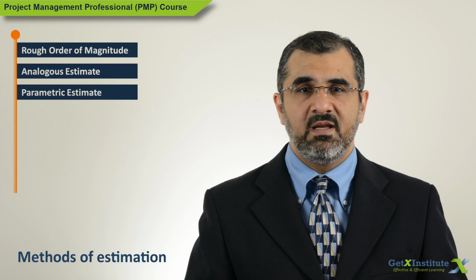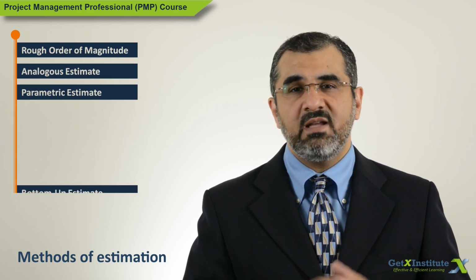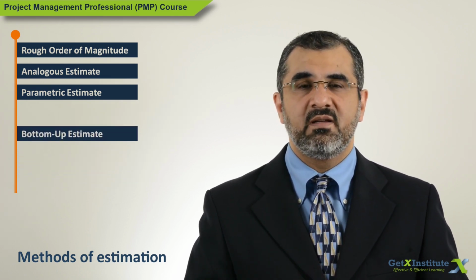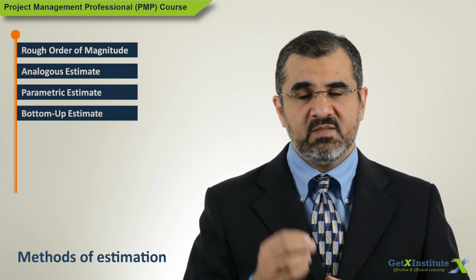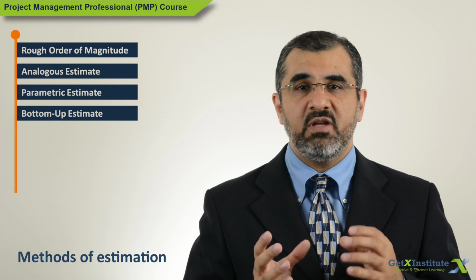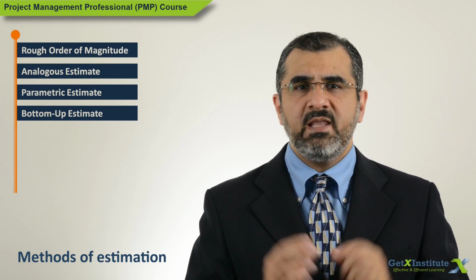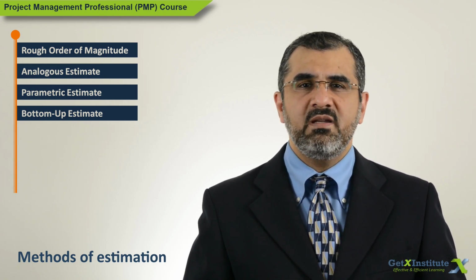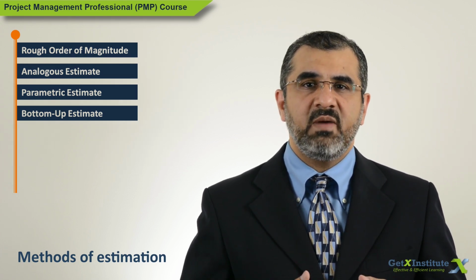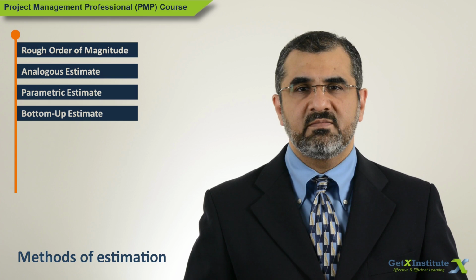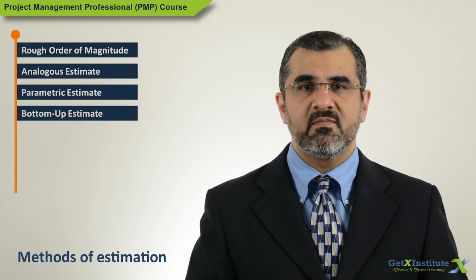And the most accurate method is the bottom-up estimate. This is the fourth method we will discuss. In this method, the work is broken down into smaller components, and then each component is estimated and the cost is then aggregated to get an estimate for the work package and for the project. And it can be cost or time both.